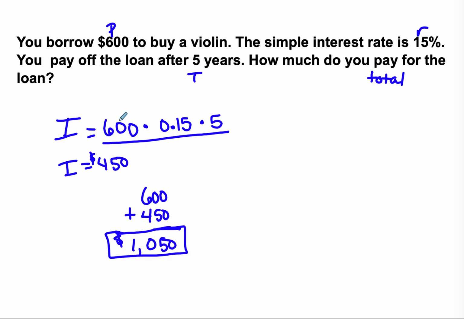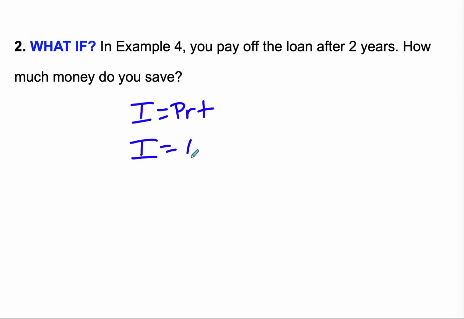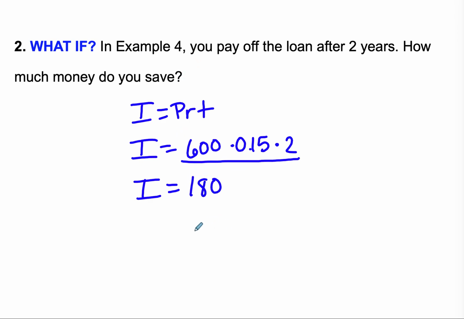So let's go back and double check that. 600, 15/100. This time our time is 2 years. Before it was 5, this time it's only 2. All right, so we're going to do 600 times 15/100 times 2. We get 180. All right, so we'll find our total. 600 plus 180 gives us 780.